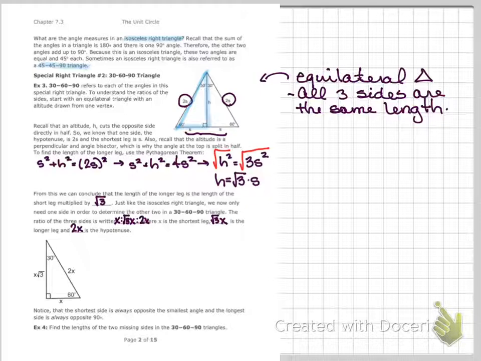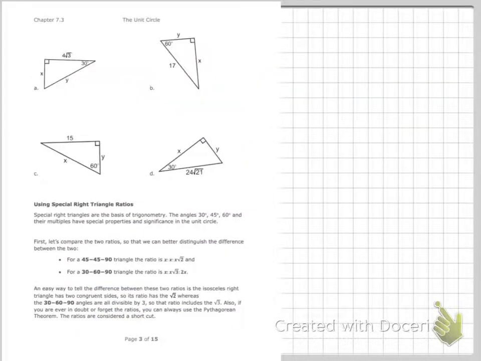Okay, you guys, one thing at the bottom here that's really important to remember as we move forward working with triangles: the shortest side is always opposite the smallest angle. The longest side is always opposite the largest angle, which in this triangle is going to be a 90-degree angle. Okay, and so as you're working through stuff, you want to make sure that you're getting answers that make sense in terms of what you have. On to page 3.